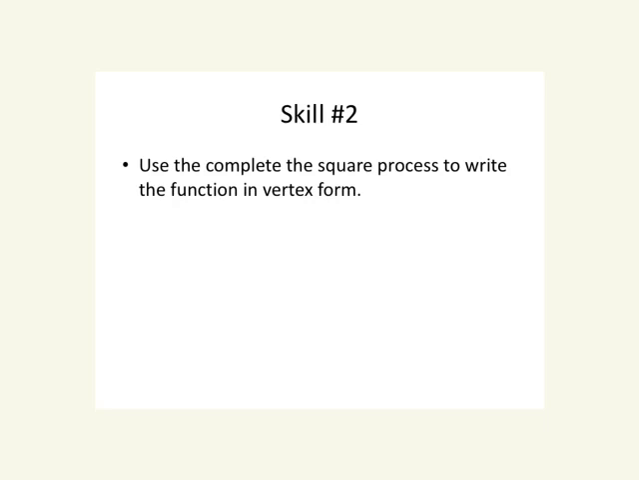to learn the material. Skill number 2 is to use the complete the square process to write the function in vertex form. So here in skill number 2, we're going to give you a function, meaning y equals x squared plus 6x minus 16, for example.